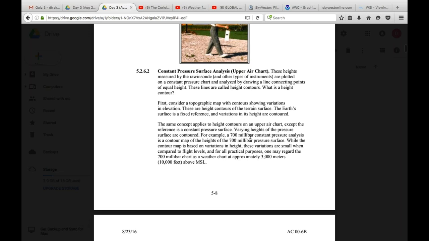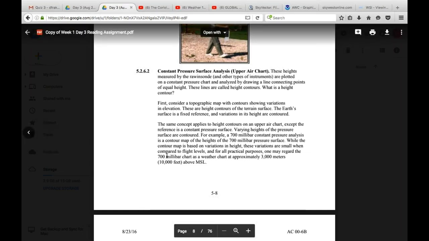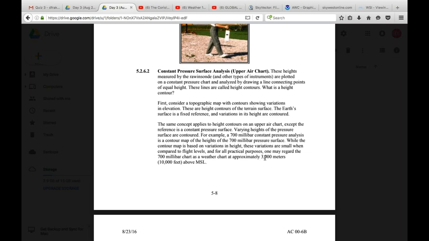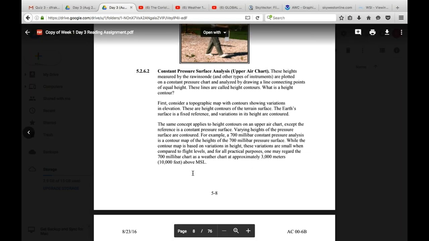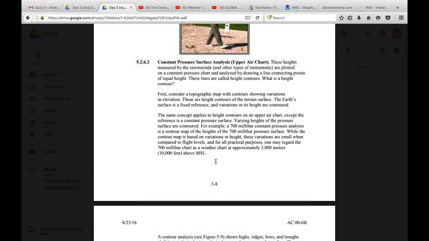So, for example, a 700 millibar constant pressure analysis is a contour map of the heights of the 700 millibar pressure surface. While a contour map is based on variations in height, these variations are small when compared to flight levels. So for all practical purposes, one may regard the 700 millibar chart as a weather chart approximately 3,000 meters or 10,000 feet above mean sea level.